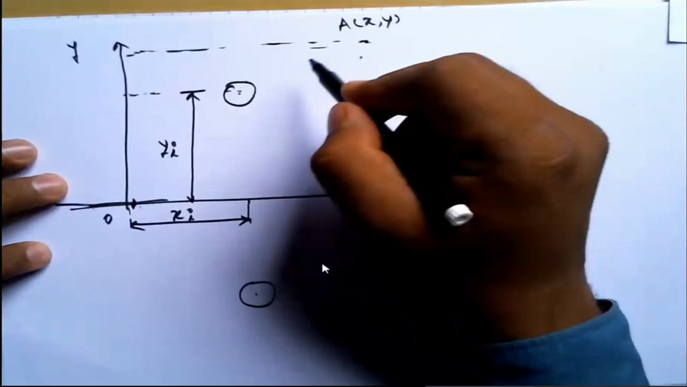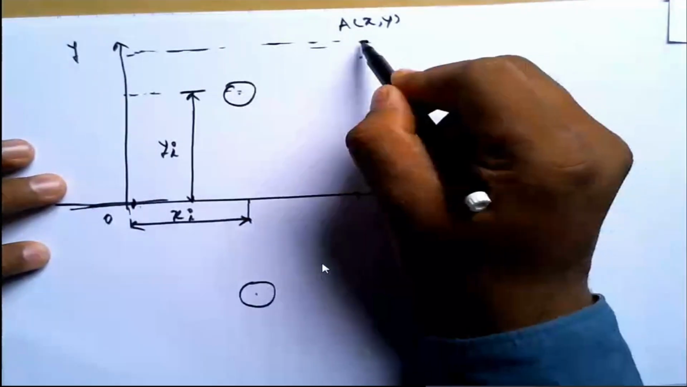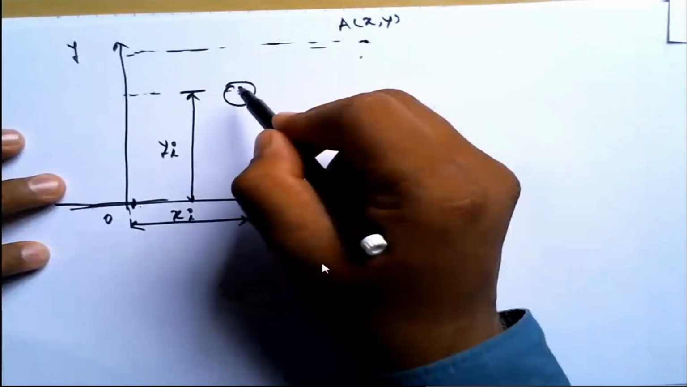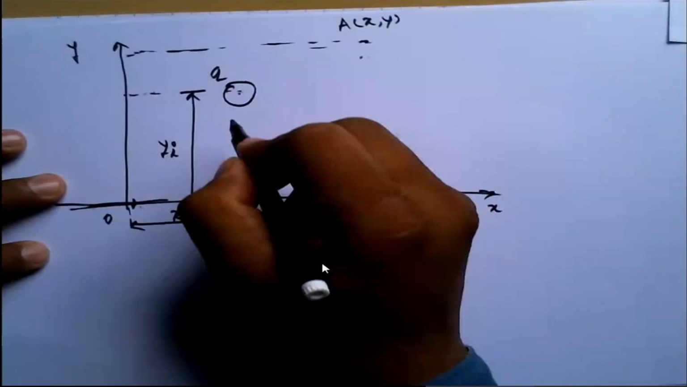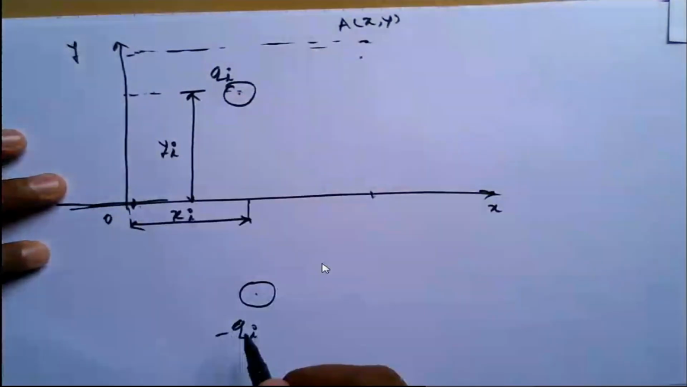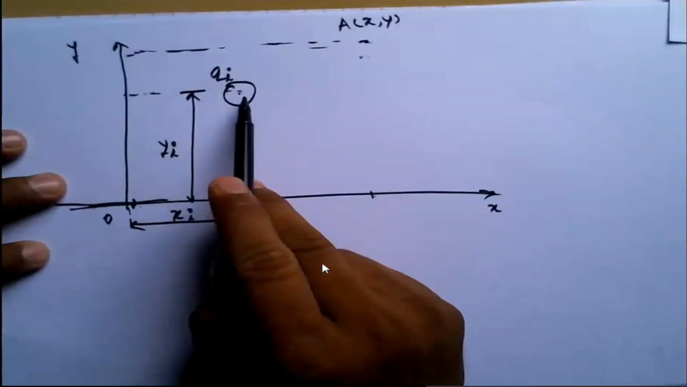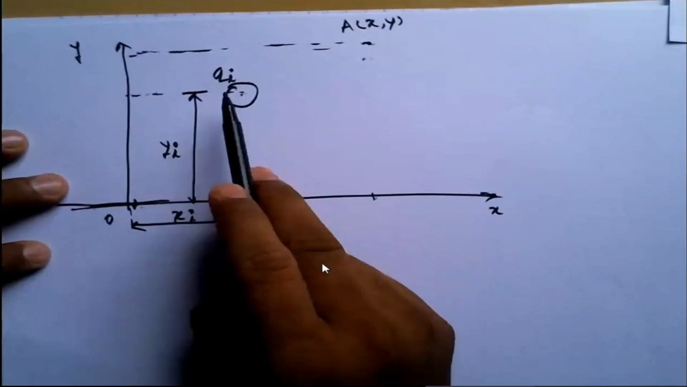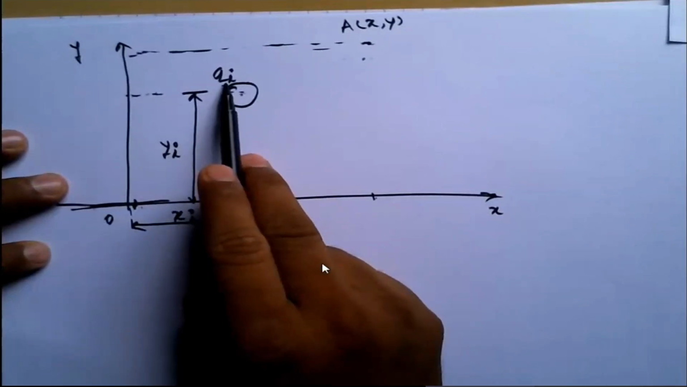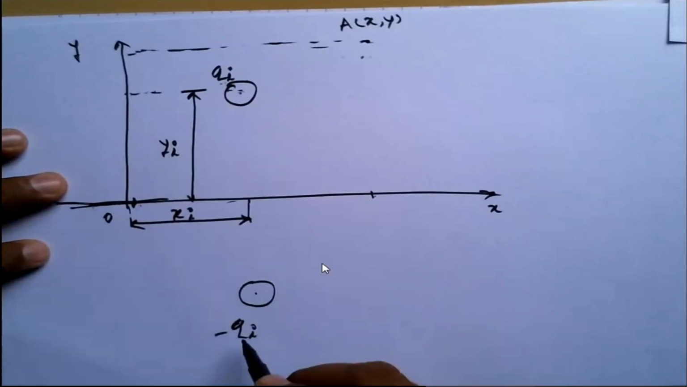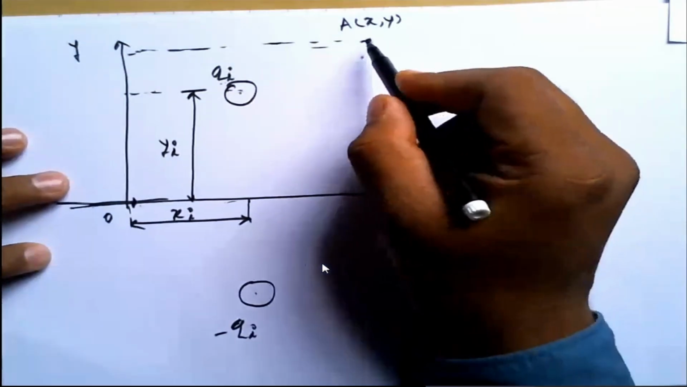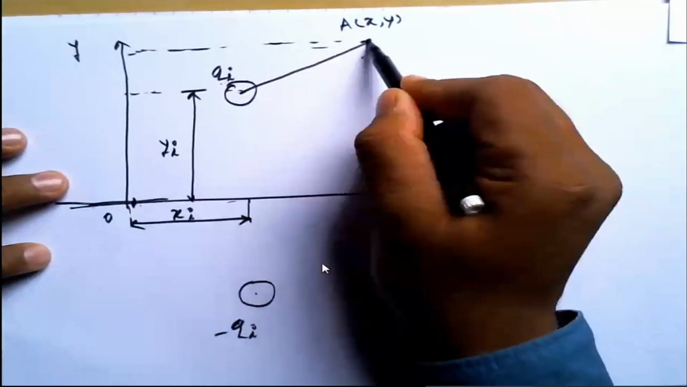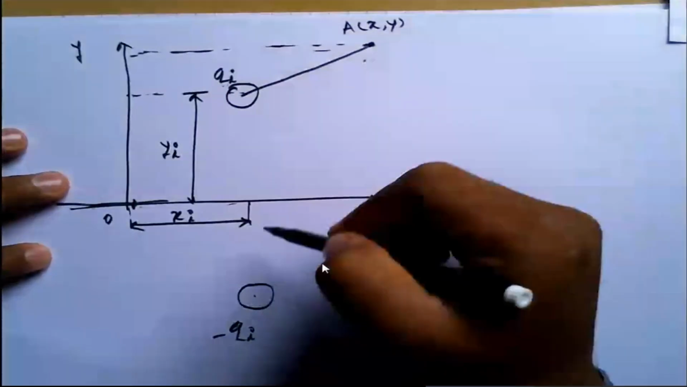Now, there is an electrostatic field present at point A due to the charges: positive charge Qi, and negative charge minus Qi. The overhead conductor above the ground is carrying charge Qi, but its image has the opposite charge, minus Qi. At point A, the field exerted is due to these two charges.